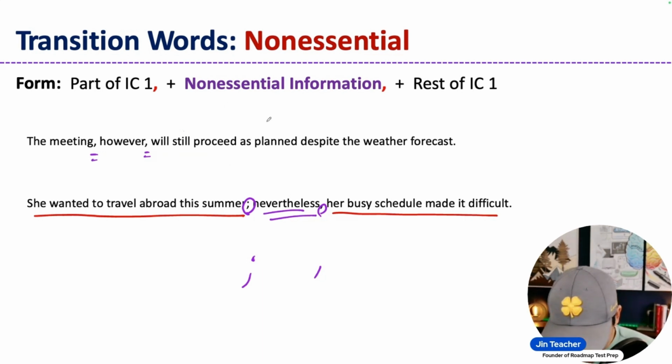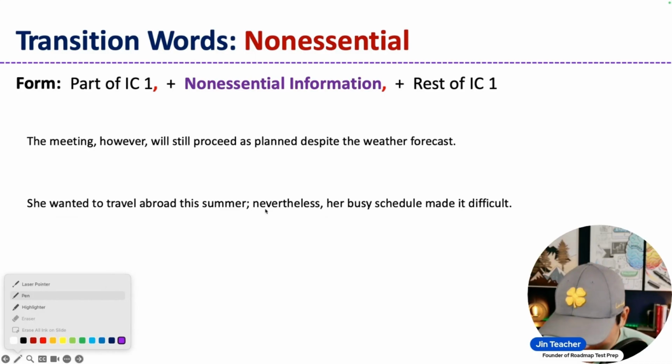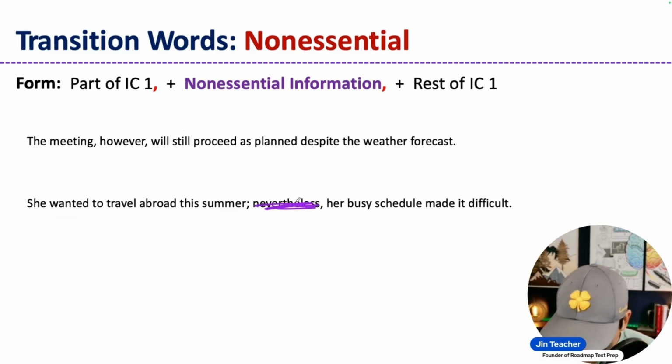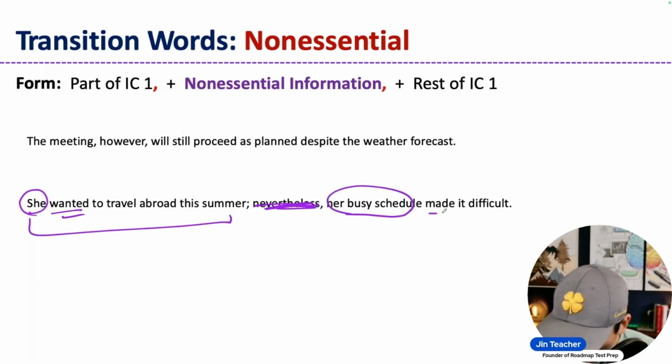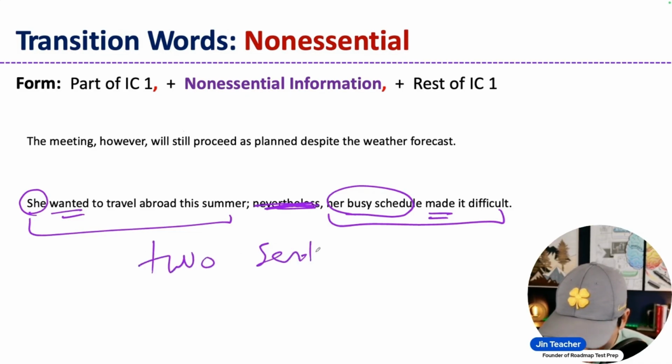Well, it's because if you read the sentence without the non-essential, you'll notice that you have 2 sentences around it. Okay, so here, she is my subject. She wanted to travel abroad this summer is 1 sentence. Her busy schedule is another subject. Made is a verb, right? Her busy schedule made it difficult is another sentence. So here we have 2 sentences, or 2 independent clauses here, okay?